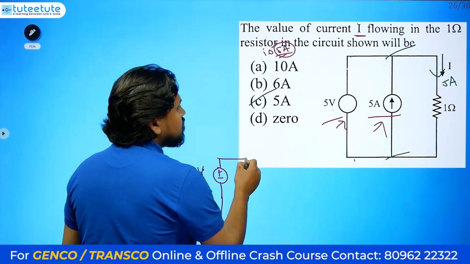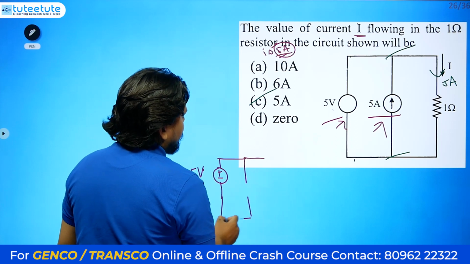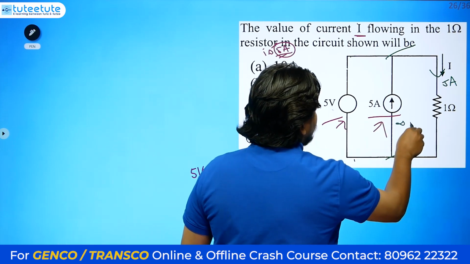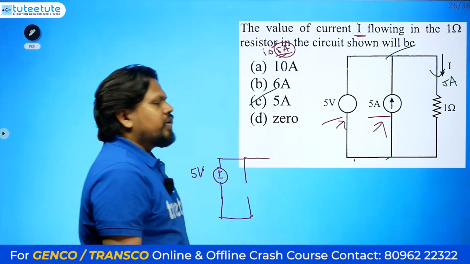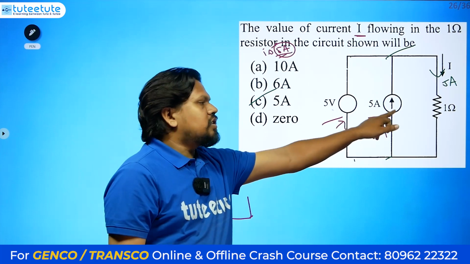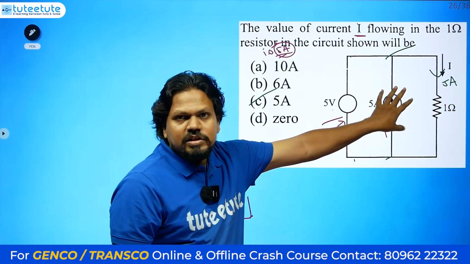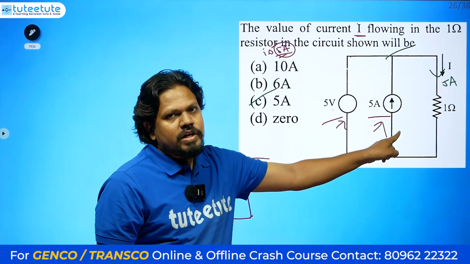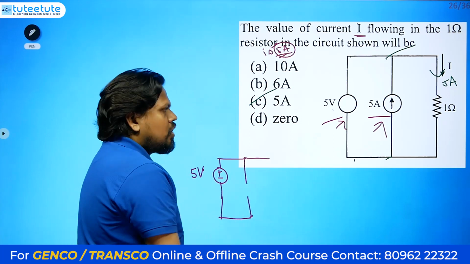Only the 5 volt source is connected, so the current source we have to open circuit, because the internal resistance of the current source is infinity ohms. Why internal resistance? Whenever you are activating one source, the other sources we need to deactivate. If any resistance is present for it, we need to represent it with that. The internal resistance of a current source is infinity ohms, and infinity ohms means open circuit. So the current source we have open circuited.